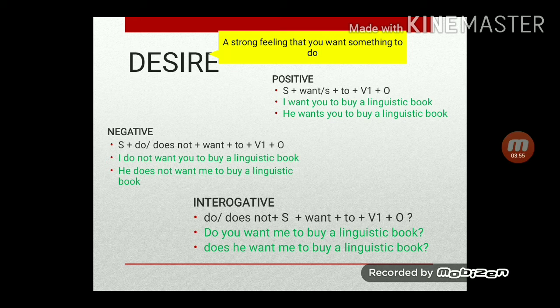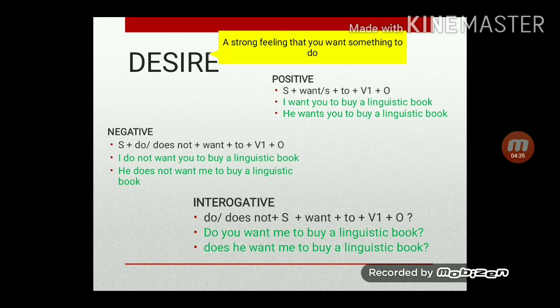So based on all of those examples, it shows that we want something to be done. In the positive part, I am asking another person to buy a linguistic book. But for the negative, I don't want another person to buy a linguistic book. About the interrogative form, I am asking someone whether he asks me to buy a linguistic book.